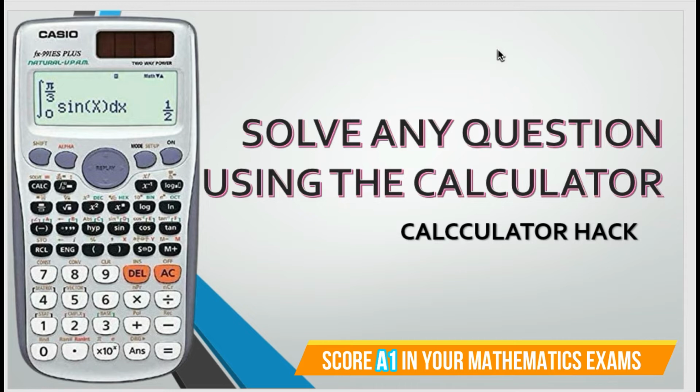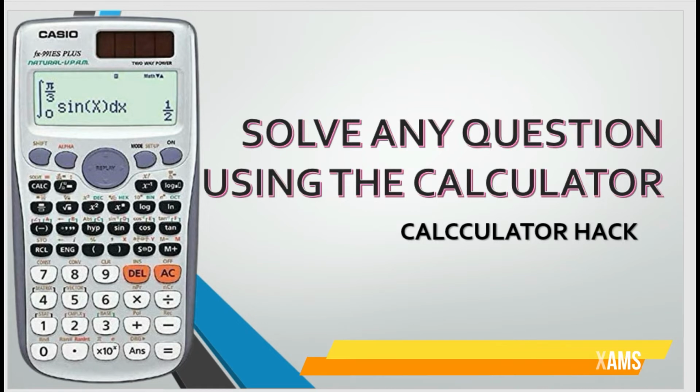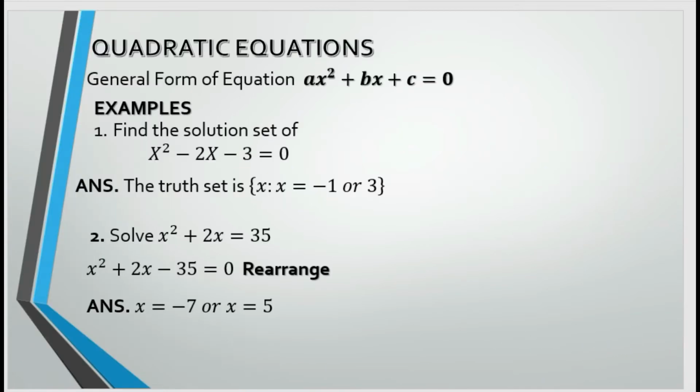And so without much ado, let's take our first example on the quadratic equation. So the general form of quadratic equations is ax squared plus bx plus c, where a is a coefficient of x squared, b is a coefficient of x, and then c is a constant. So before you key your equation in the calculator, it should be in this form, and we are keying in the coefficients of the various variables.